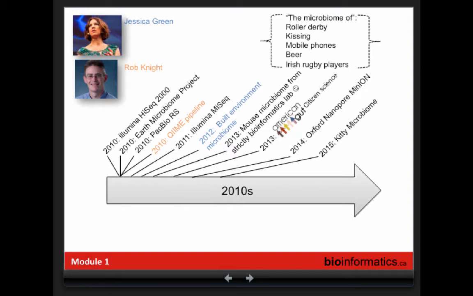Then comes the desktop sequencing phase that started to put desktop sequencers in medium to small size labs to make sequencing available to all of you, really. The 2010s, the decade that we're in now, is marked by microbiomes of everything. People conceive different sites to be sampled. There's a whole list here, but recently we're starting to see citizen scientists getting interested in the microbiome as well. So the American Gut project was started in 2013 to try to find a better way to characterize the microbiome of diabetic patients.